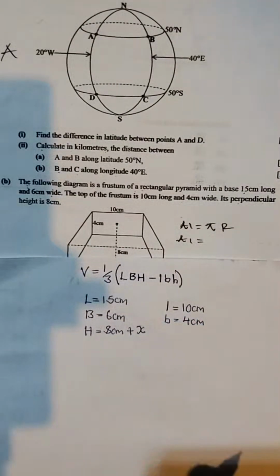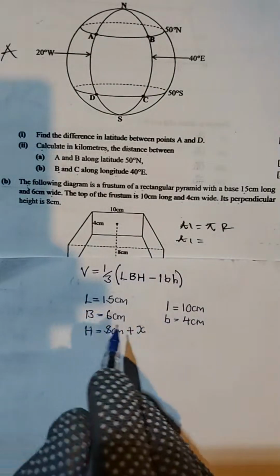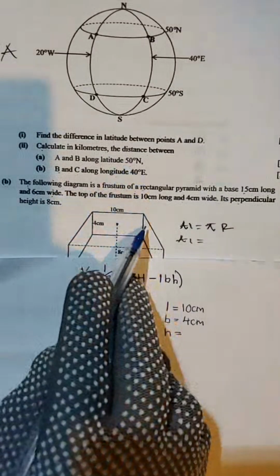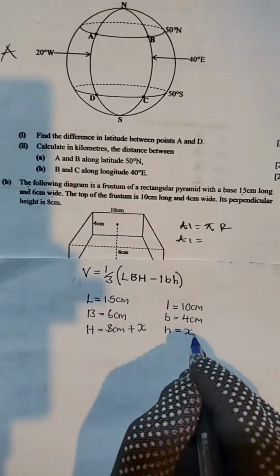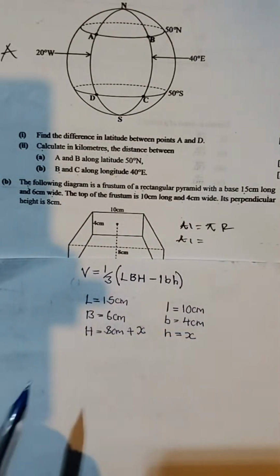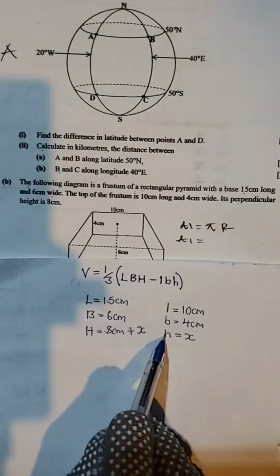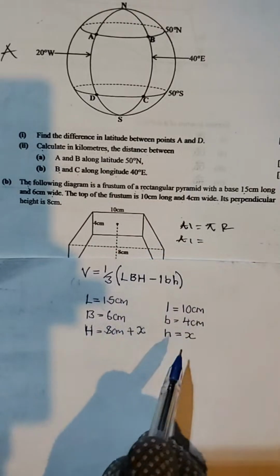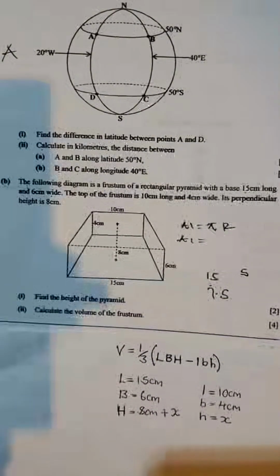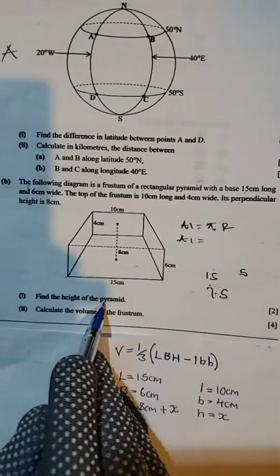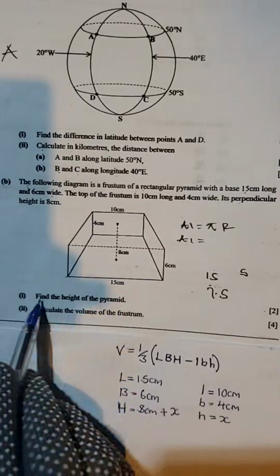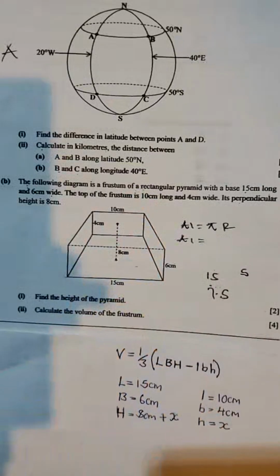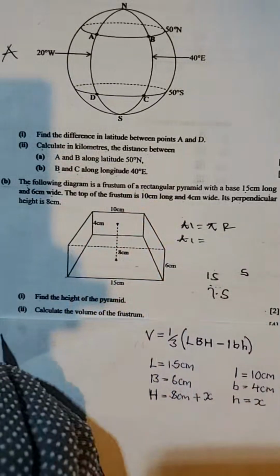I'm doing this so that you understand. All right. Then how about the height? The height of the smaller pyramid, we don't know. It's just x. So our main focus is to find the value of x, so that we know the height of the larger pyramid and the height of the smaller pyramid. That's why the first question asks us to find the height of the pyramid, which is the complete pyramid. Quickly, let's solve the first question.